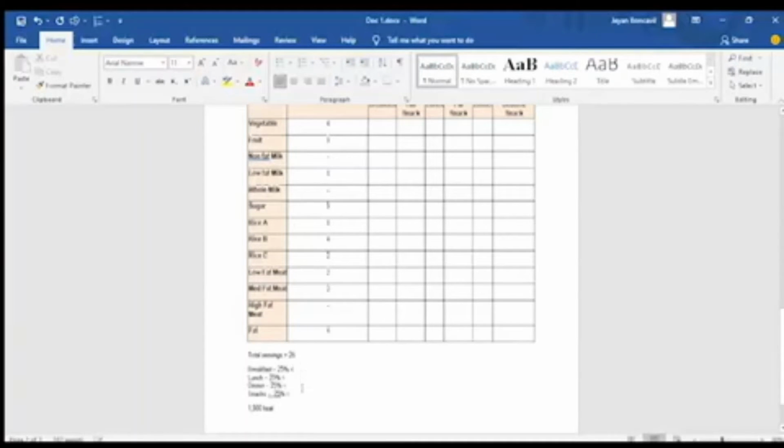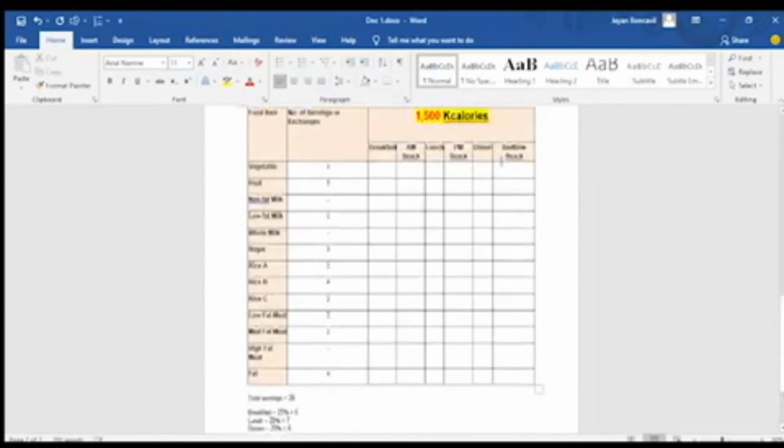Since they are all the same, they can't all be 7, because it won't be the same amount as 26. So I decided to make some of it 6. So for breakfast 6 servings, lunch 7, then for dinner 6, then for snacks 7 servings. So for vegetables, there are 4 servings.